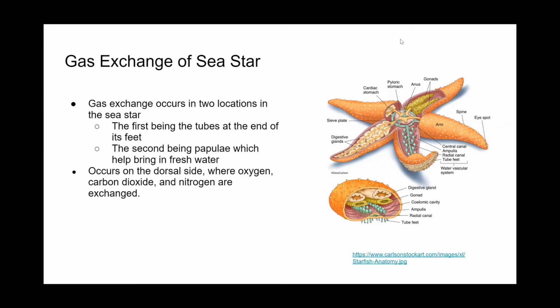Gas exchange in the sea star occurs in a very unique way when compared to other organisms. It does not use organs like gills or lungs like one might think it would, but it does use its papillae. Instead, it uses a water vascular system to diffuse water through its body to obtain oxygen. To do this, the sea star uses its suction cup-like feet to pull water into its body and obtain oxygen whilst expelling carbon dioxide. This gas exchange occurs on the dorsal side of the sea star's body.